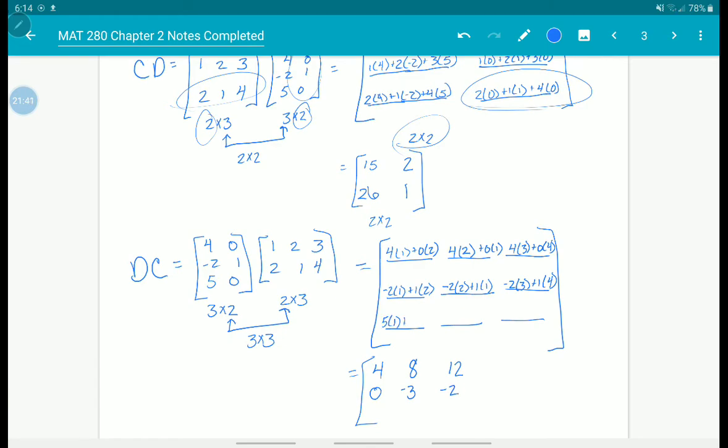5 times 1 plus 0 times 2 is 5. 5 times 2 plus 0 times 1 is 10. 5 times 3 plus 0 times 4 is 15. So there's your product matrix.